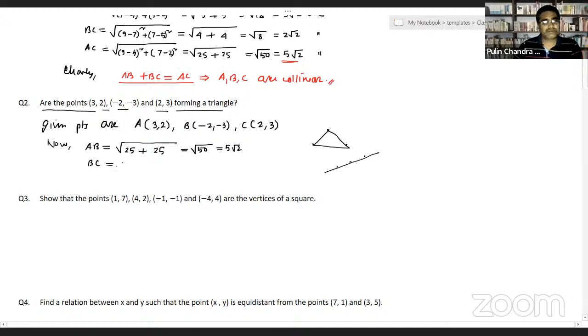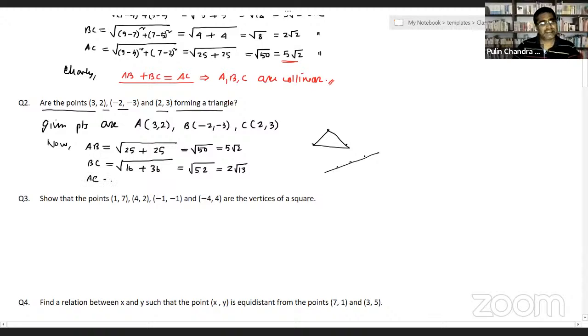BC equals, you can find 2 minus minus 2, 4. 4 square will give you 16. And then 3 minus minus 3, 6. 6 square will give you 36. That leads you to conclude this as 52. 52, if you remember, is 2√13. Okay, so BC is 2√13.